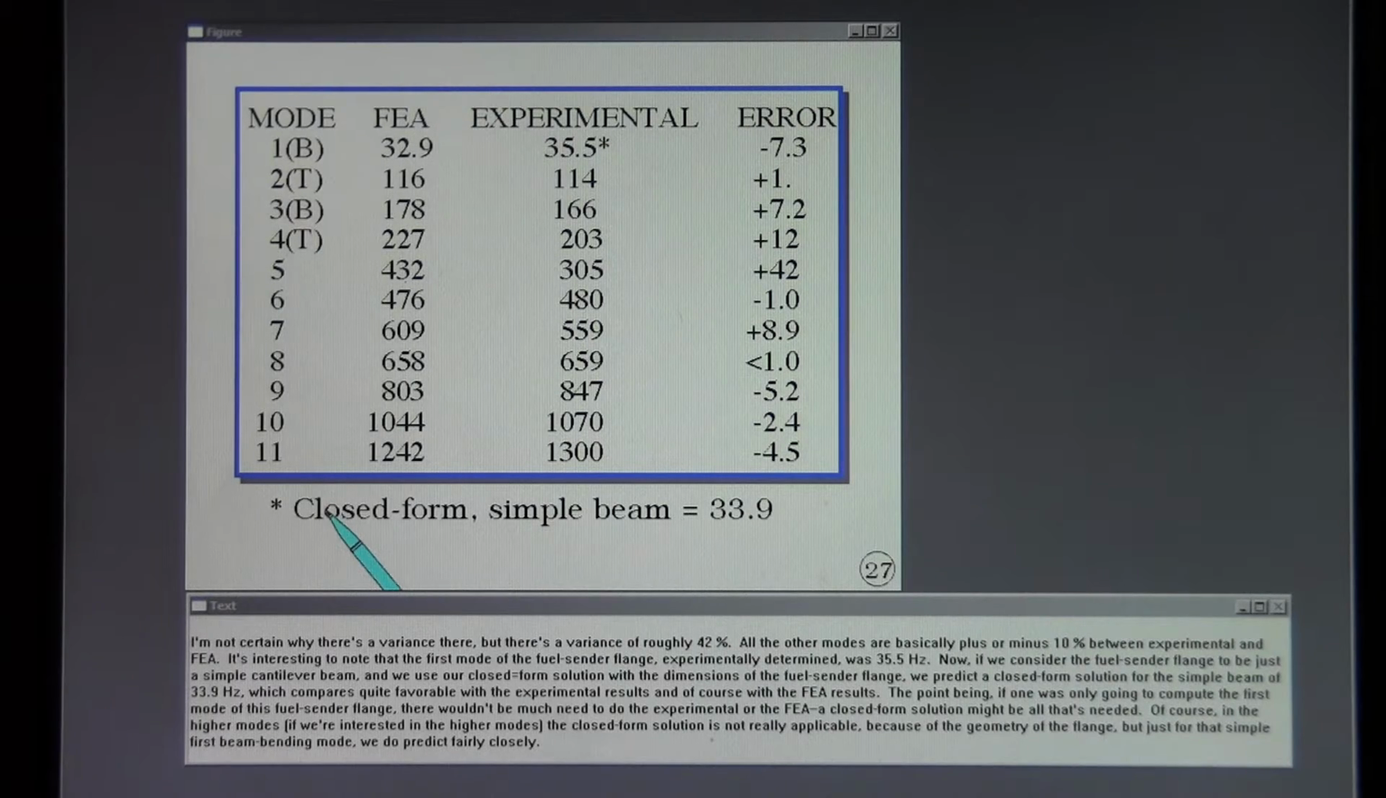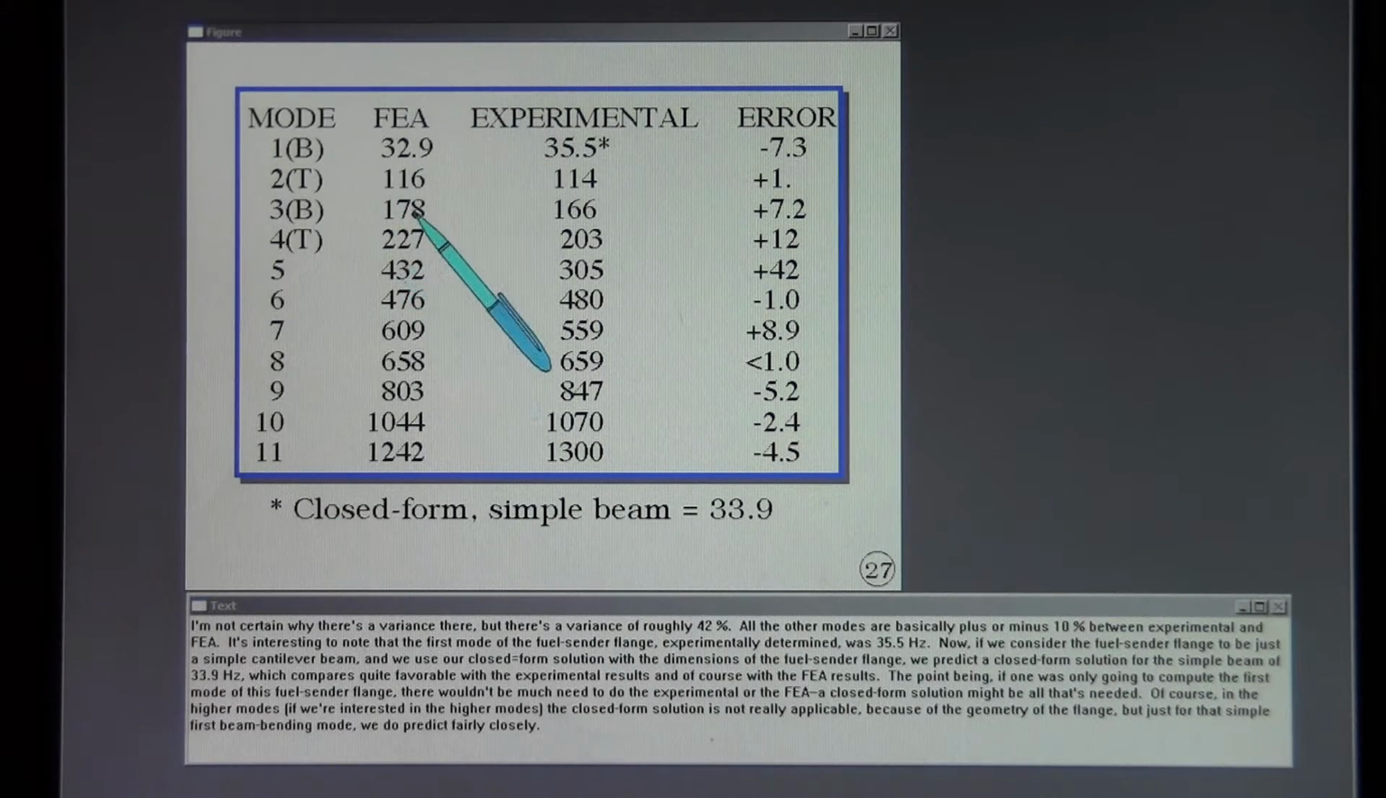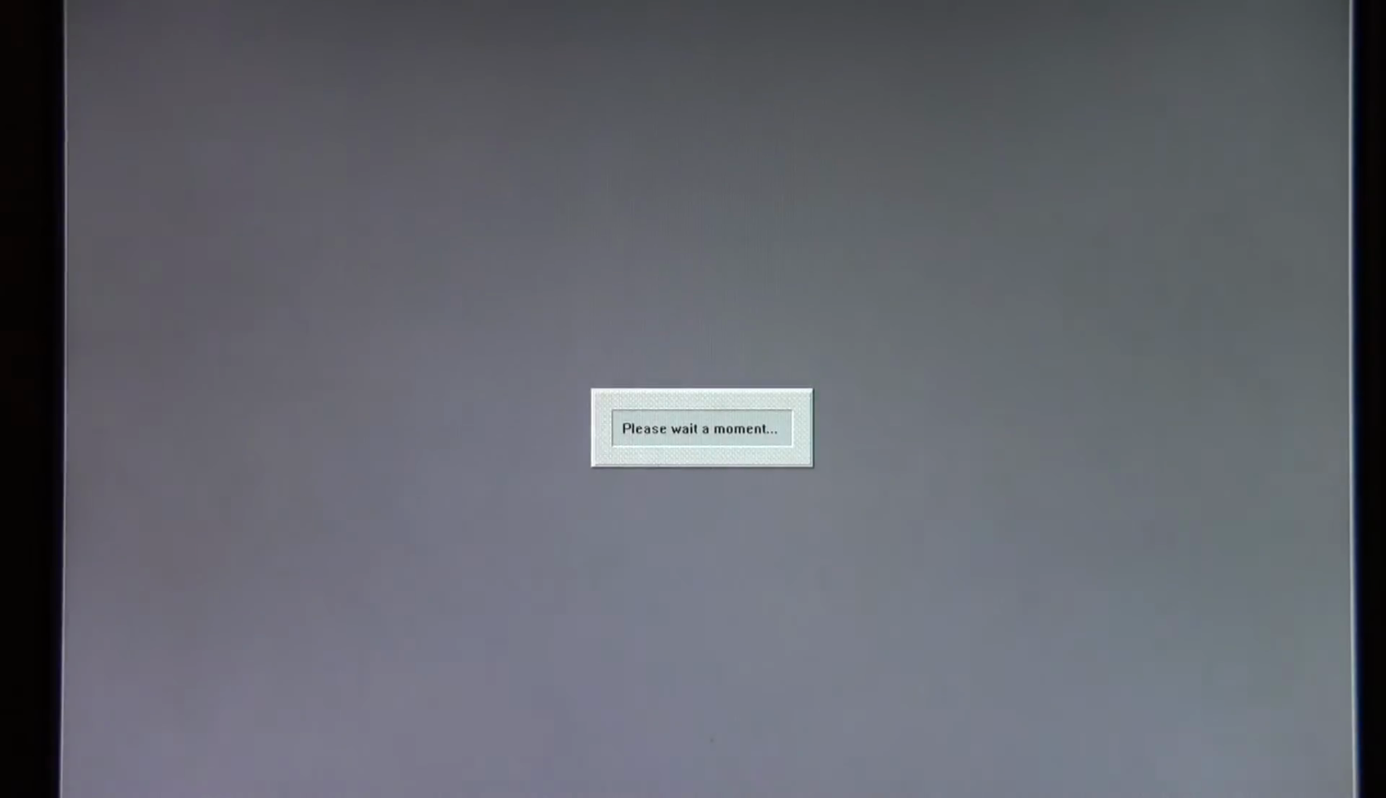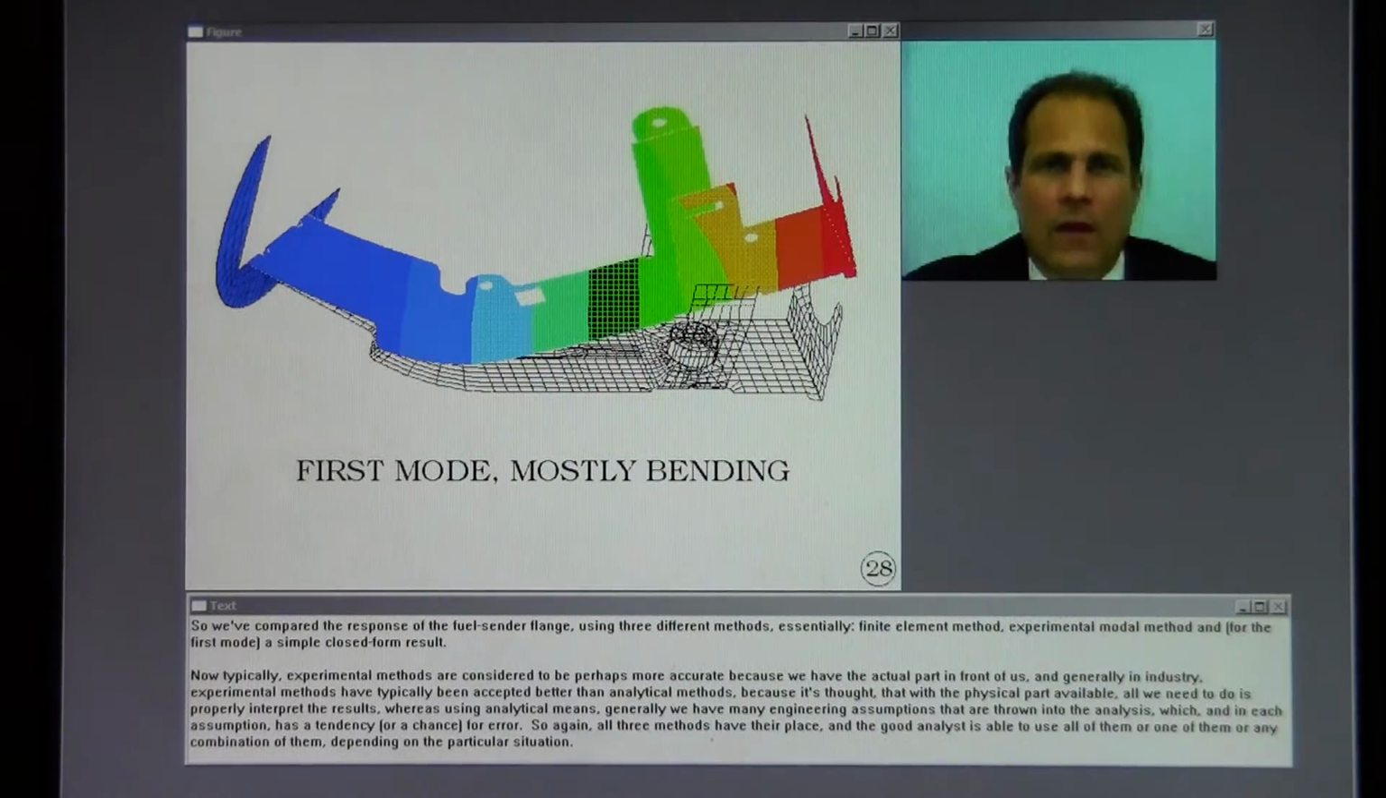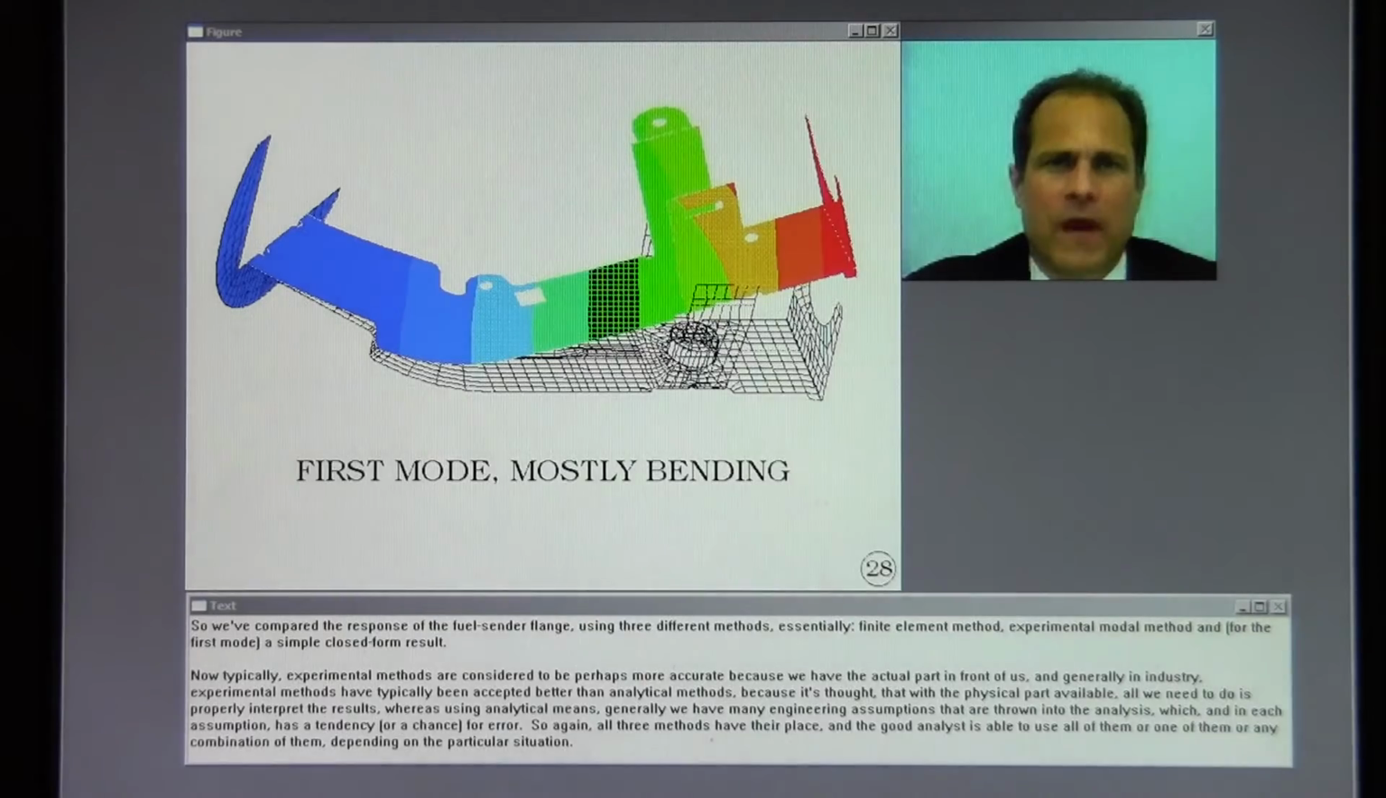Of course, in the higher modes, if we're interested in the higher modes, the closed form solution is not really applicable because of the geometry of the flange. But just for that simple first beam bending mode, we do predict fairly closely. So we've compared the response of the fuel sender flange using three different methods, essentially: finite element method, experimental modal method, and for the first mode, a simple closed form result.